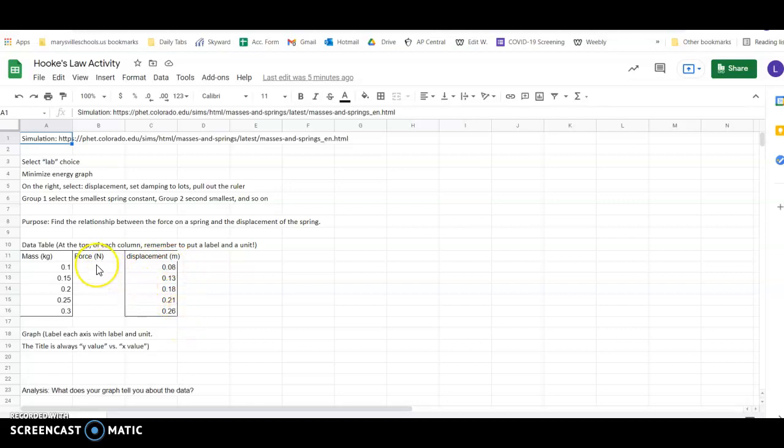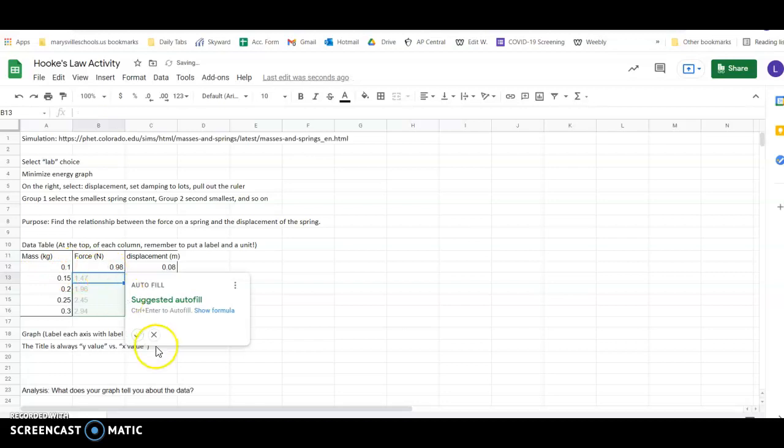Now the other thing we have to recognize is it's not the mass that stretches the spring, it's actually the weight of that mass on the end. So in order to calculate the force, I'm going to type equals, that does a calculation, and then I'm going to click on cell A12 and multiply by 9.8. Now we could use 10, but since this is a lab, I'm trying to be a little more specific. And then I get that particular number.